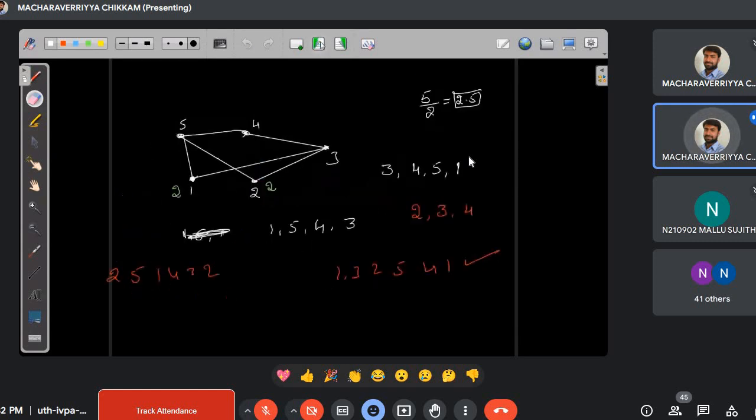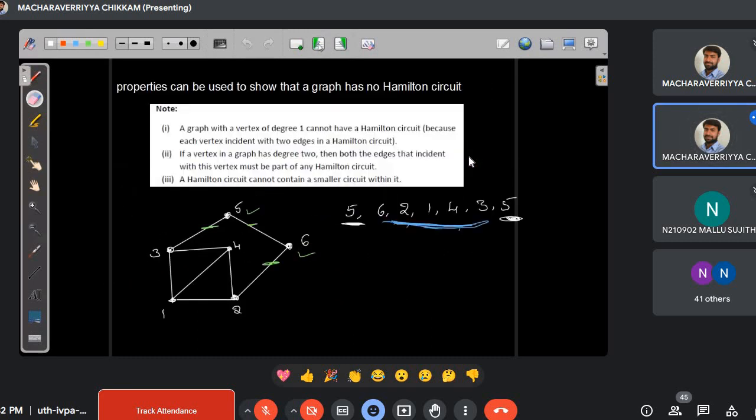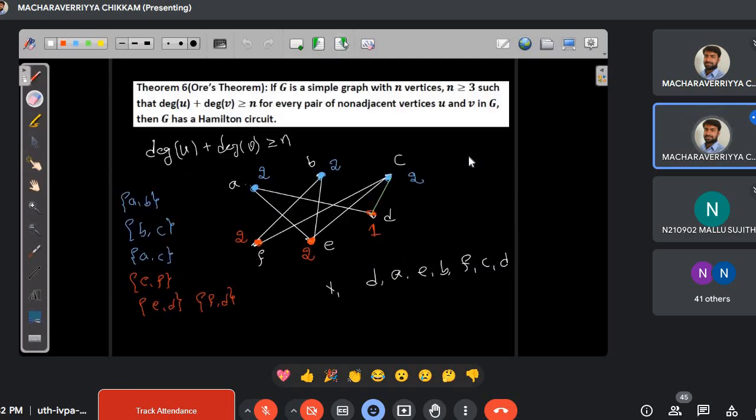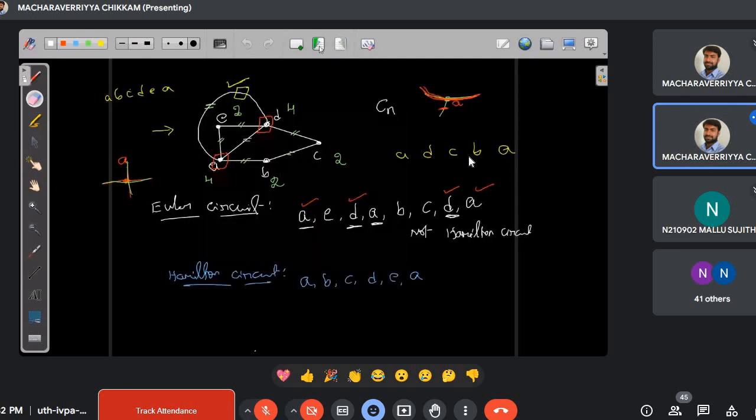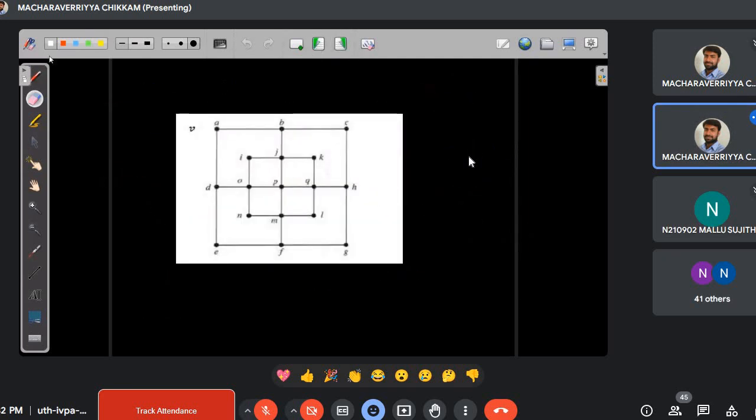What are the other two conditions we have? Every vertex of degree 2 needs to be visited twice. I mean, every edge which is incident with a degree 2 vertex must be visited. Okay. I think that we can use that condition.